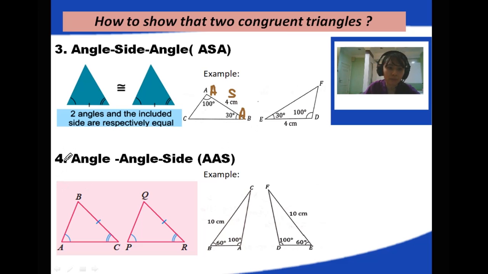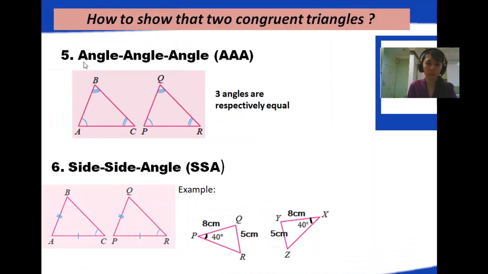You see number 4, angle, angle, side, AAS. So it means angle, angle, side. For example, 100 degrees is angle, 60 degrees here is angle, and 10cm here is S. So when we check these two triangles, their angles are equal. They are equal in terms of angle, angle, side. AAS. So it already shows that they are congruent.